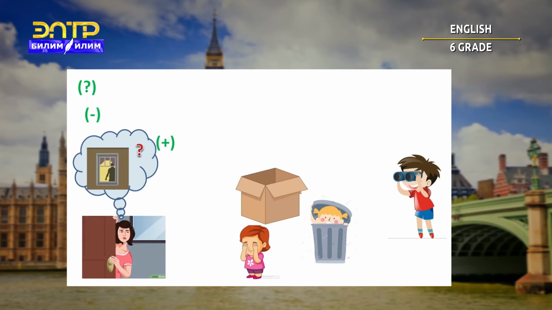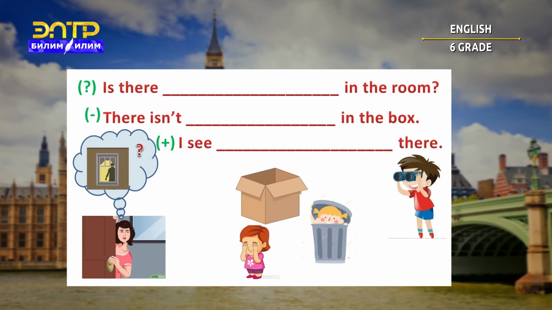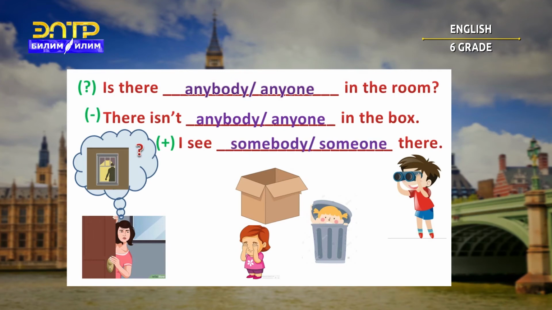Now, look at the following situations, and the topic here is a person. So, a question, a negative, and a positive sentence. Now, let's check together. A question: Is there anybody in the room? Or, is there anyone in the room? Negative: There isn't anybody in the box. There isn't anyone in the box. And positive: I see somebody there. I see someone there.